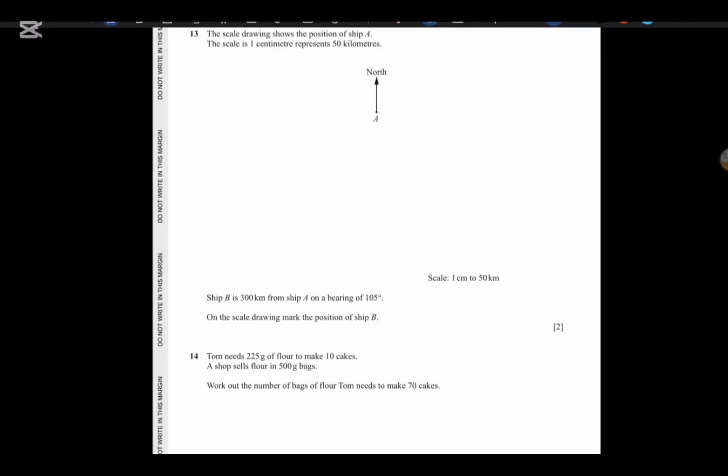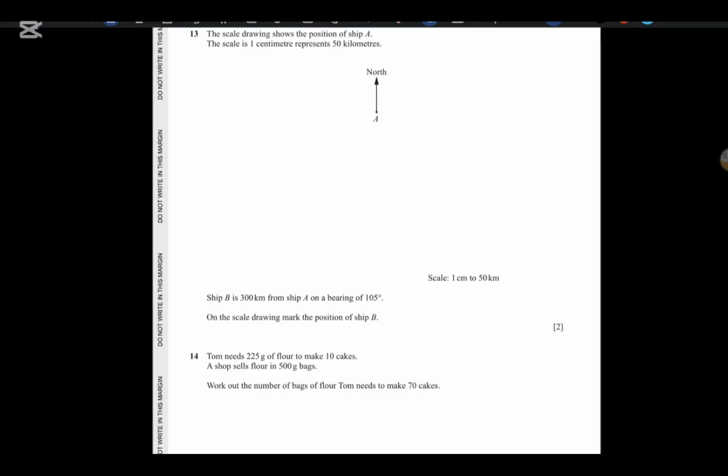Question number 13. The scale drawing shows the position of ship A. This is the position of ship A, this one. The scale is 1 centimeter represents 50 kilometers. Ship B is 300 kilometers from ship A on bearing 105 degrees. On the scale drawing, mark the position of ship B. Okay, so here I cannot show the measurements again, but I will explain the scale drawing.